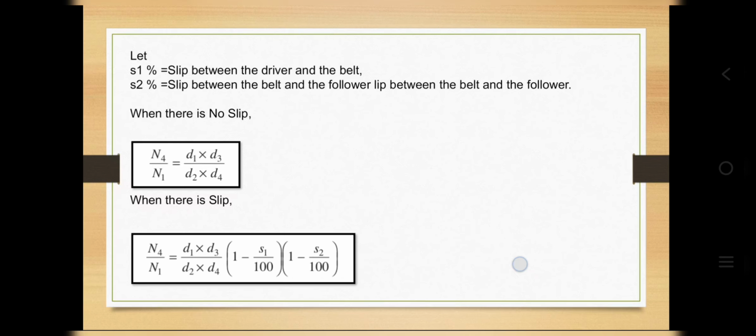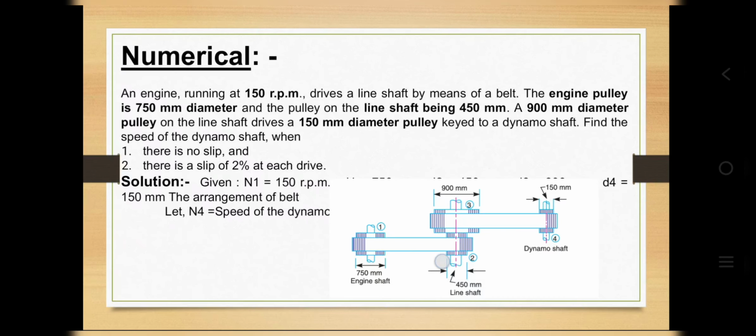Okay, next slide, one numerical on it. An engine running at 150 rpm drives a line shaft by means of a belt. The engine pulley is 750 diameter, and the pulley on the line shaft is 450 diameter. A 900 diameter pulley on the line shaft drives a 150 diameter pulley on the dynamo shaft. Find the speed of the dynamo shaft. First condition, there is no slip. Second condition, there is a slip of 2% at each drive.